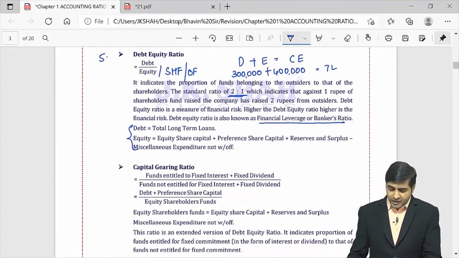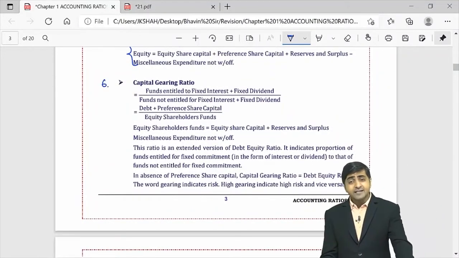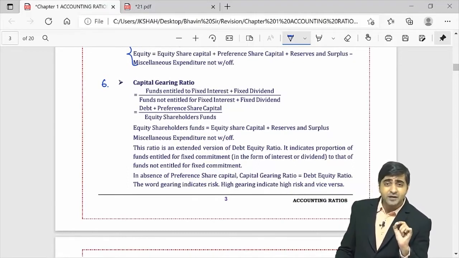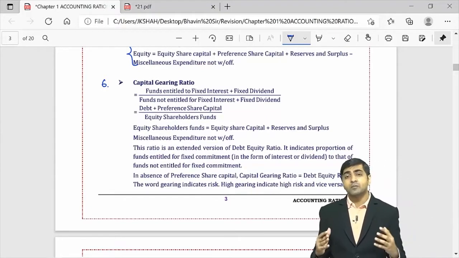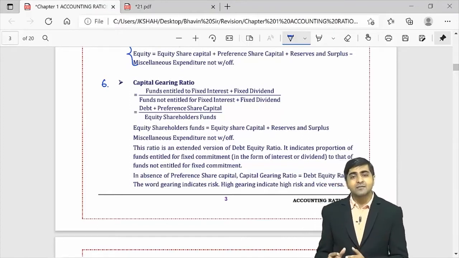Okay, continuing further, then we have something which is called the capital gearing ratio. Guys, this ratio is also a measurement of your financial risk only, but in this ratio we are going to consider how much funds we have generated from fixed income bearing securities, and we will divide the same by the funds generated from non-fixed income bearing securities.